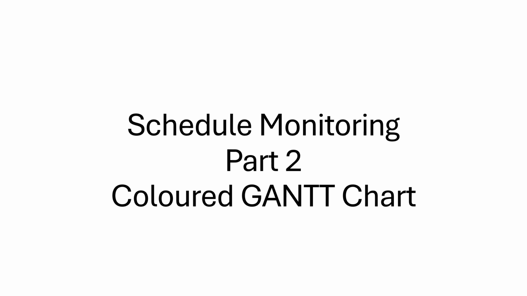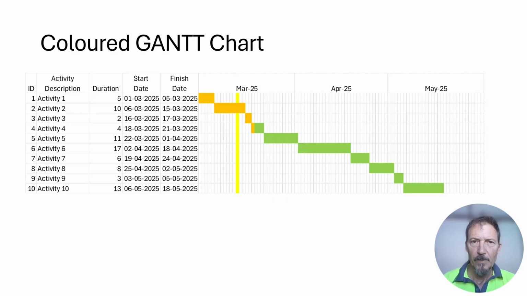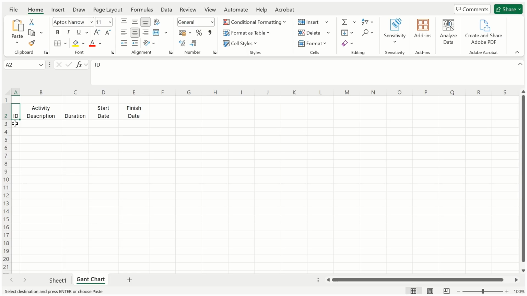Schedule monitoring. Second video. Colored Gantt chart. The colored Gantt chart is used to monitor all the activities of the project. This is how it looks, and following is how you can make it using Excel.